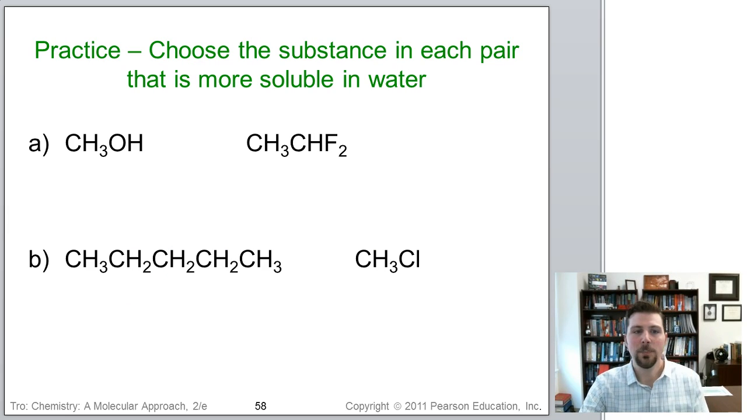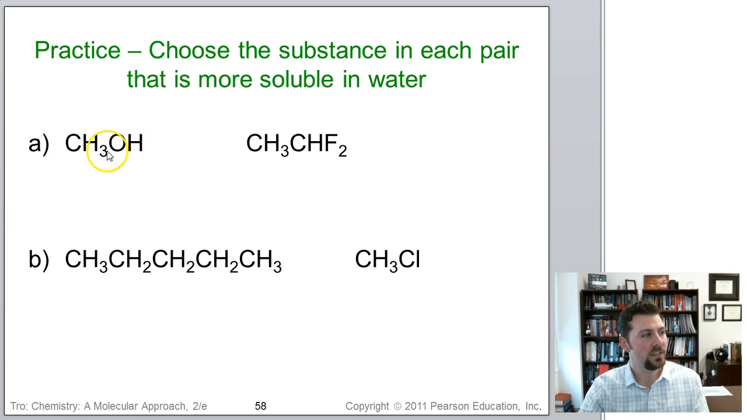Choose a substance in each pair that is more soluble in water. So what is it that we know about water? Polar, hydrogen bonding, and so therefore the substance that's likely to be soluble in water is also going to have similar characteristics. So this one on the left here is methanol, and notice it's got this OH group, that's hydrogen attached to a NOF, so it has hydrogen bonding and it's polar. So that's good news for it.